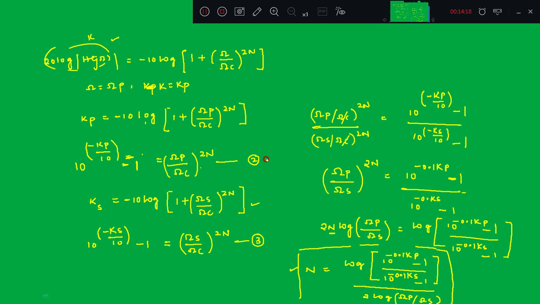So here we have two equations, equation number 2 and equation number 3, right? You can use any one of the equations to solve for the cutoff frequency. I will use the second equation first. What is that? Omega p divided by omega c raised to 2n is equal to 10 raised to minus kp divided by 10, minus 1, right? So what we want is omega c.